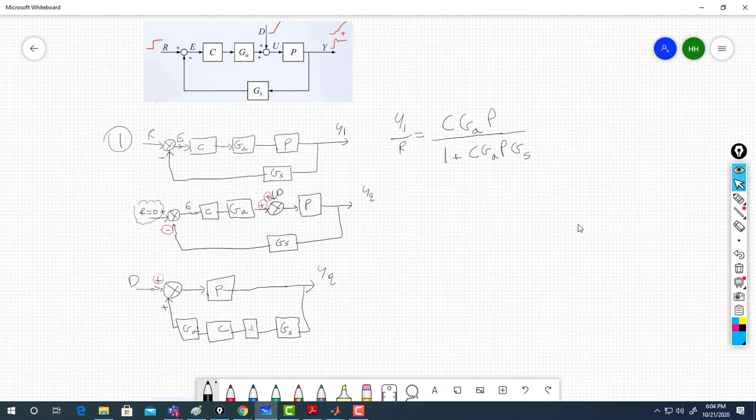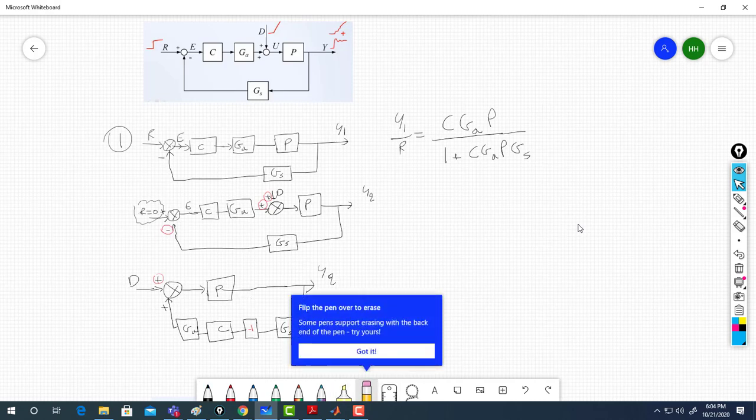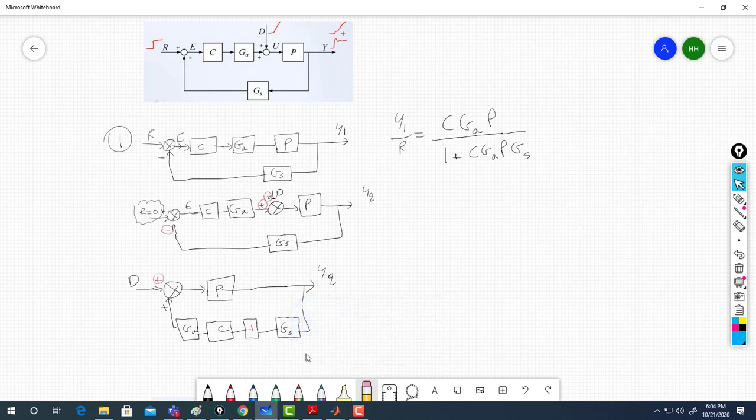Okay, y2 over d. I rearranged it last time in this way, so it becomes more clear. And I asked you about finding the transfer function y2 over d. So that's your P. Okay. So then how to find y2 over d?